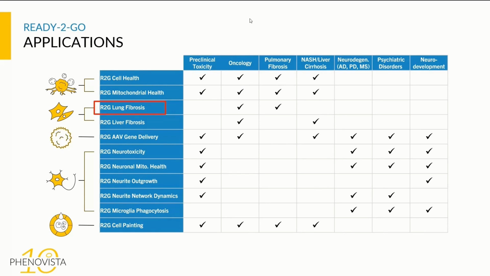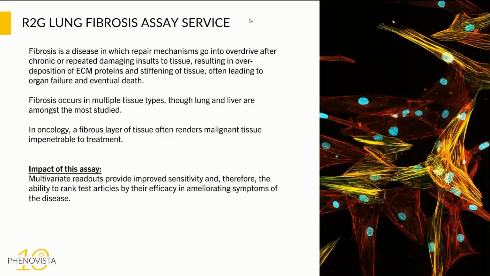One of the most requested ones that we've gotten is our ready-to-go lung fibrosis assay. And you'll notice right under it is our liver fibrosis assay. They are essentially the same kind of workflow, obviously with slightly different conditions and different cell types. But most of the things that I'll be going over with the lung fibrosis assay can also be applied to our liver fibrosis assay.